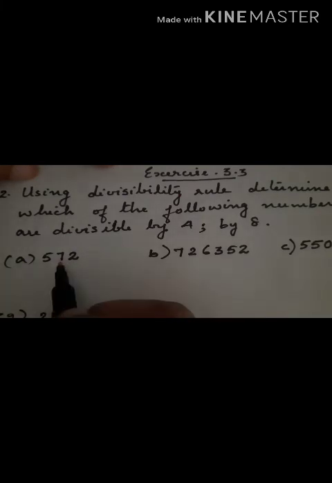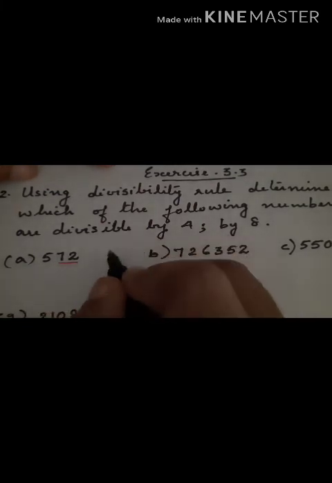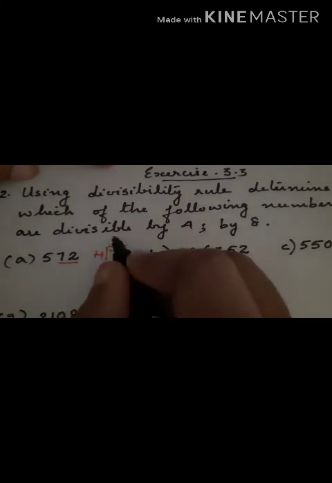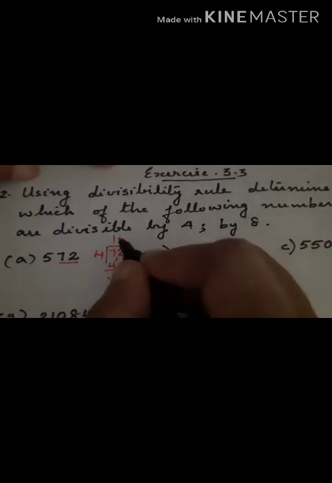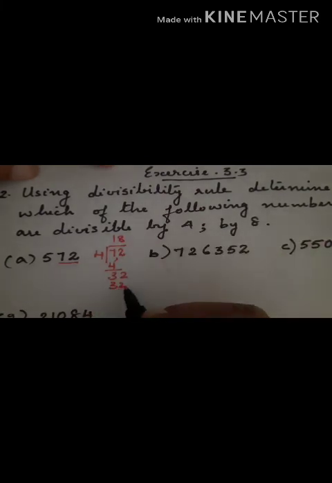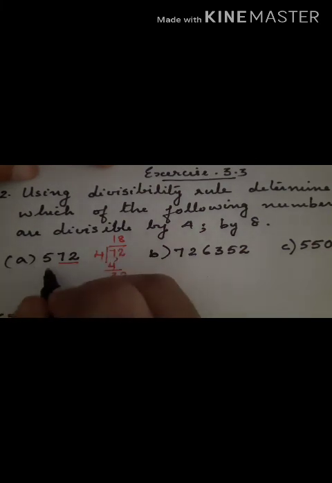You know, to find the divisibility of 4, you have to see the last 2 digits. That is 72. Is 72 a multiple of 4? Let us see. 72 divided by 4: 4 ones are 4, 32, 8 times 4 is 32, remainder 0. So it's a multiple of 4, therefore 572 is divisible by 4.